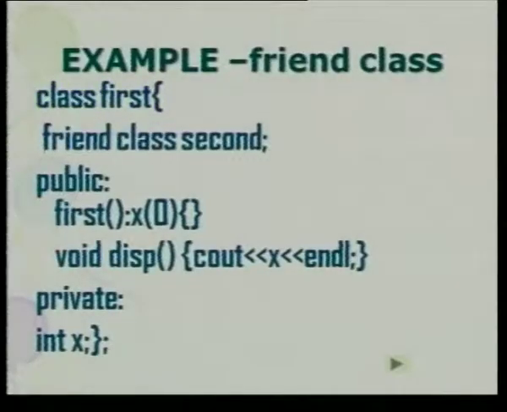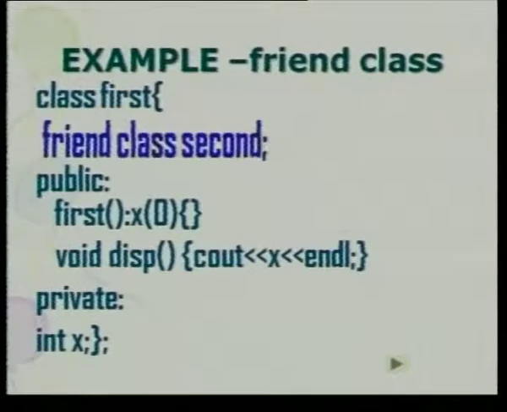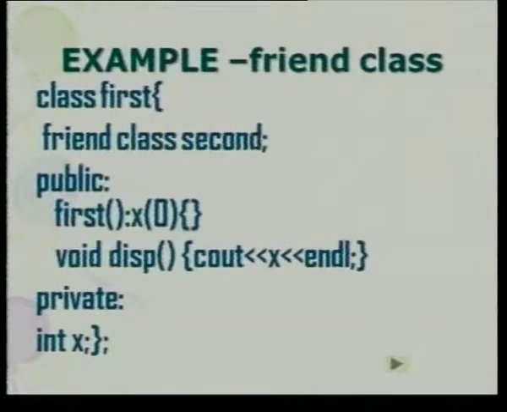Now, here we are going to see how the whole class becomes a friend. In the last program we saw only the function. Now, how are we going to make the entire class become a friend of another class? The syntax is almost similar. We have class first, and we are having class second as a friend of this class first.